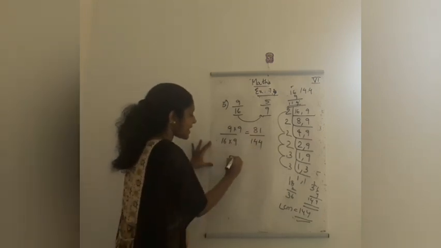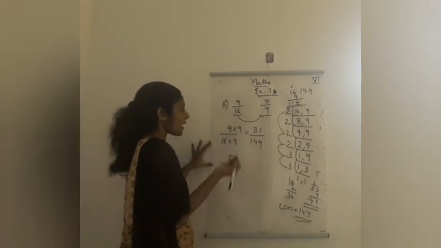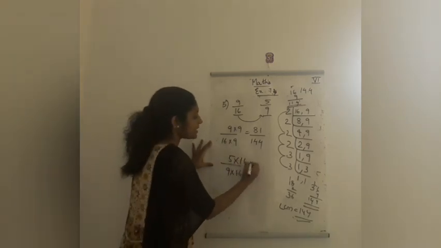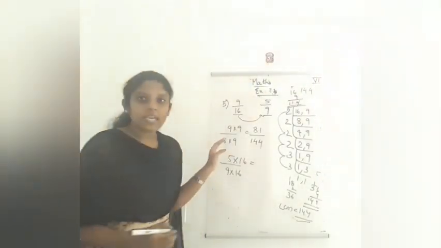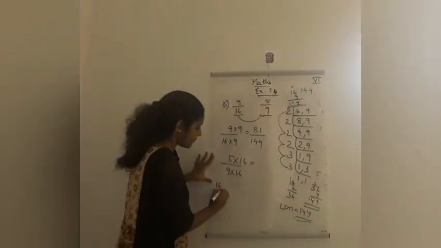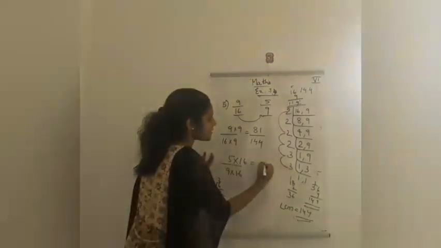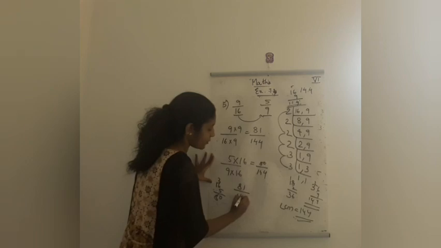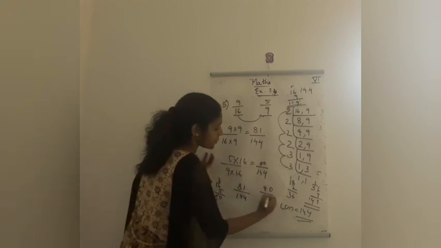Same like that, 5 by 9. 16 into 9 are 144. So 9 into 16 is 144. Multiply the numerator with 16. So what is 16 into 5? Answer is 80 by 144. So 81 by 144, 80 by 144.